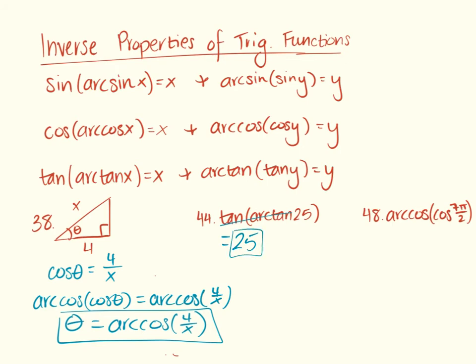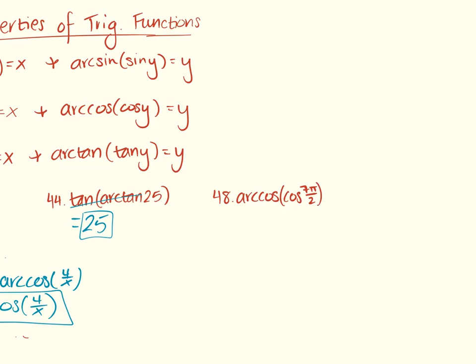Okay? Let's look at a little more difficult one, though. For 48, we've got arccosine of cosine of 7 pi over 2. Now here's the issue. 7 pi over 2 is greater than pi. So we're not in our boundary like we need to be for our inverse trig function. So what we have to do is evaluate cosine of 7 pi over 2 to a number that we can use for our cosine.